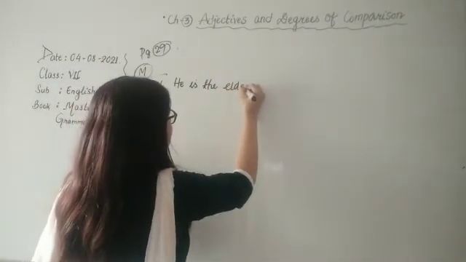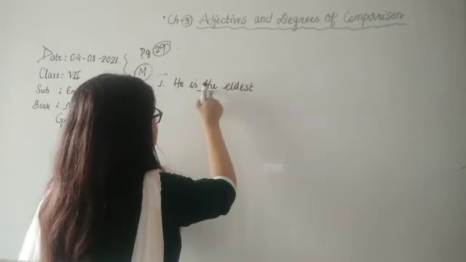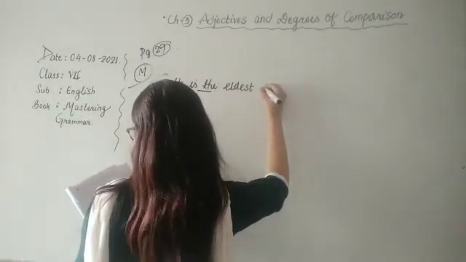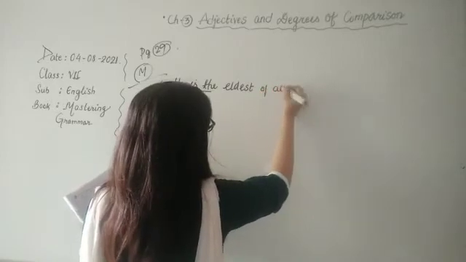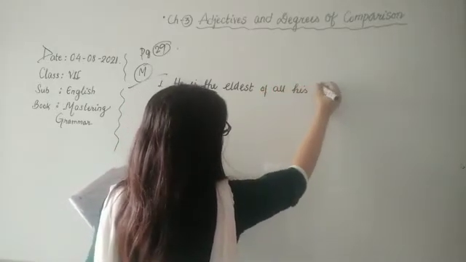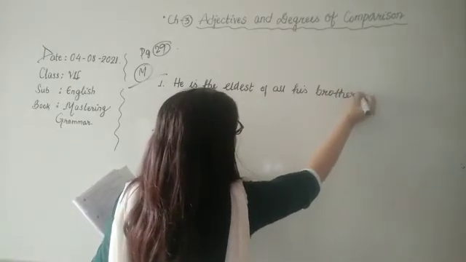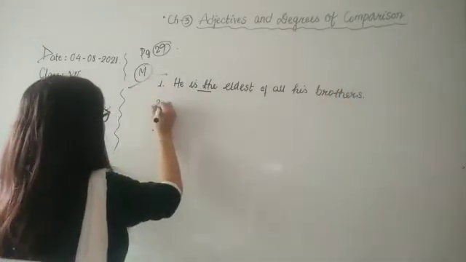He is the eldest because the is used. He is the eldest. Eldest of all his brothers. Because all is mentioned, so we have to write it in superlative degree, not the comparative one.